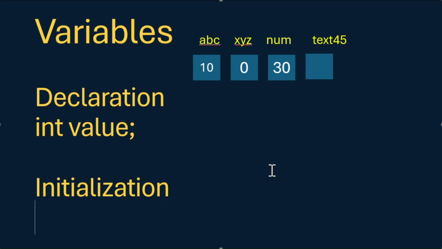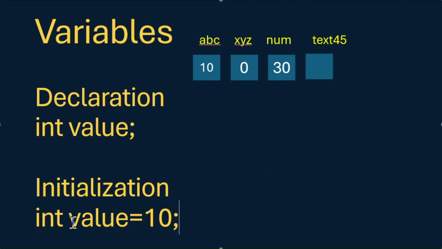What is initialization? Initialization is declaring as well as giving a value to a variable then and there. That is called initialization, that is, initializing the value of a variable.